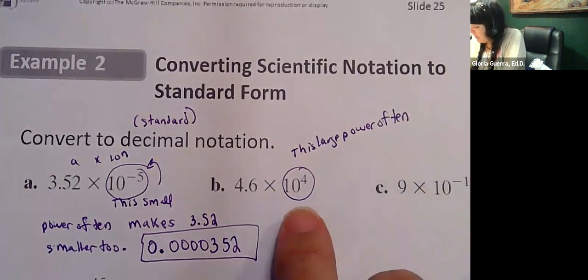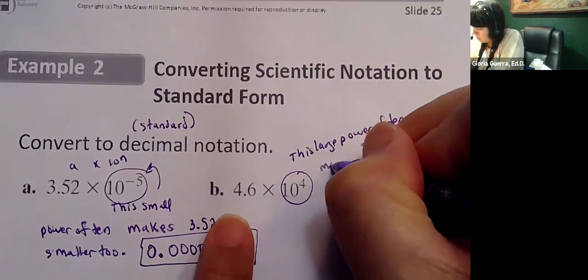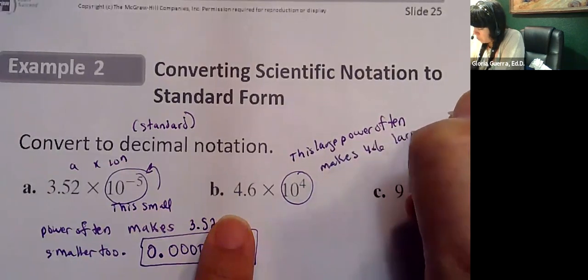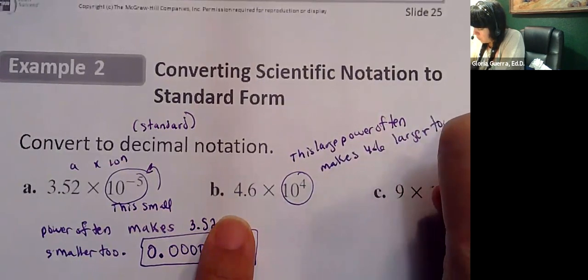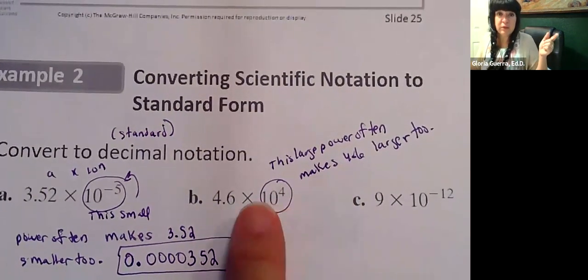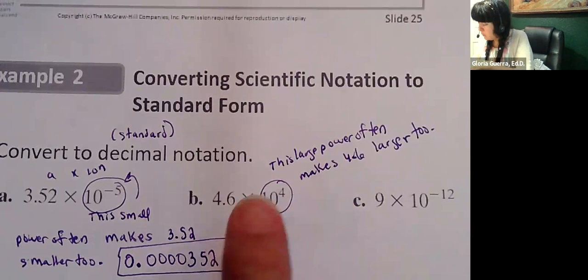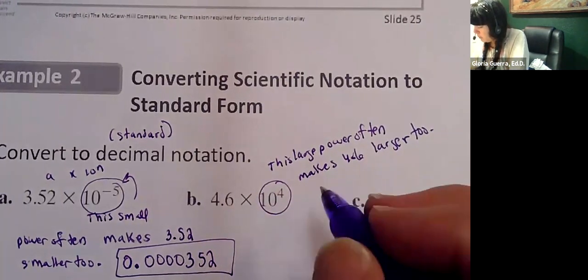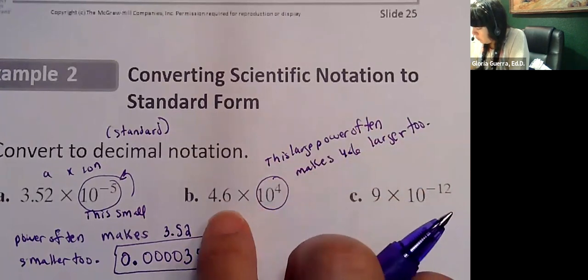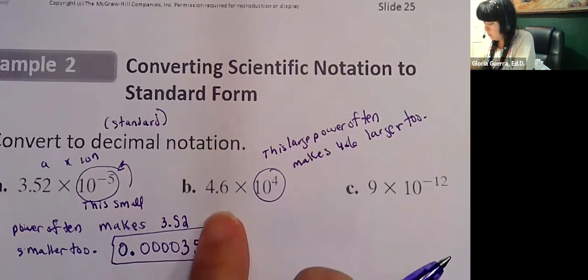So this large power of 10, what does it do? It makes 4.6 larger too. Okay. So this large power of 10 makes this, when you multiply it, makes this large also. So that means if I'm going to make this larger, I'm going to have to move my decimal point to the right to make this large.